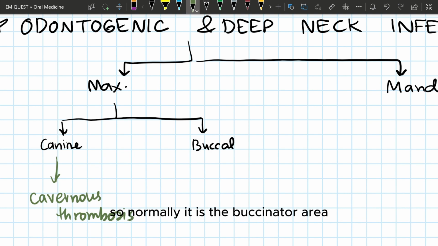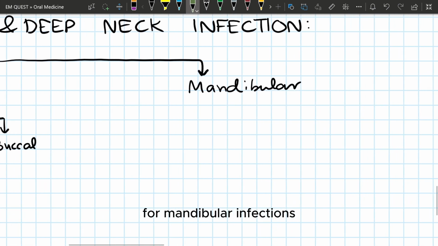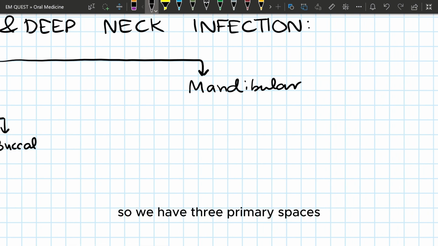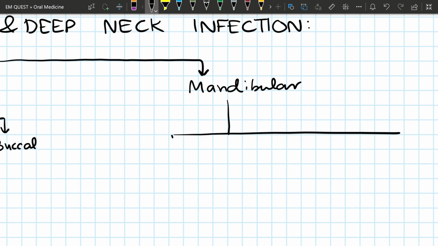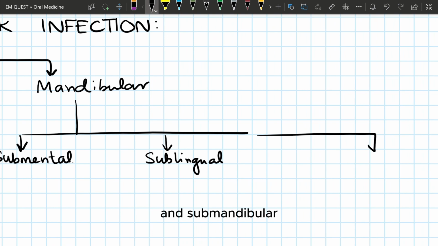For the buccal space, normally it is the buccinator area where maxillary molars get involved, but sometimes it can also be mandibular molars. For mandibular infections, we have three primary spaces: submental, sublingual, and submandibular.